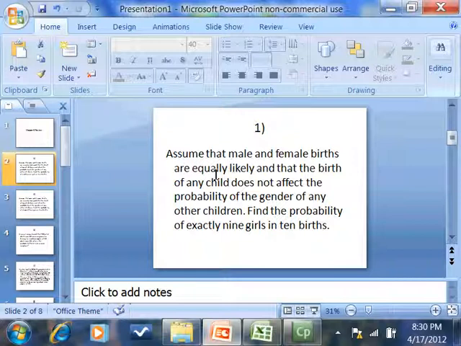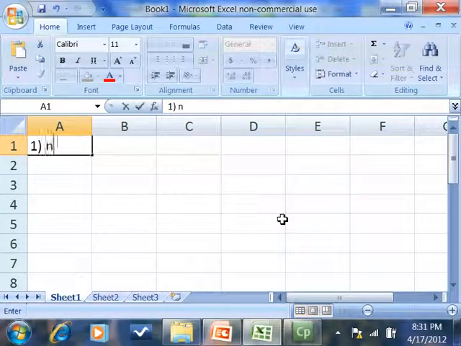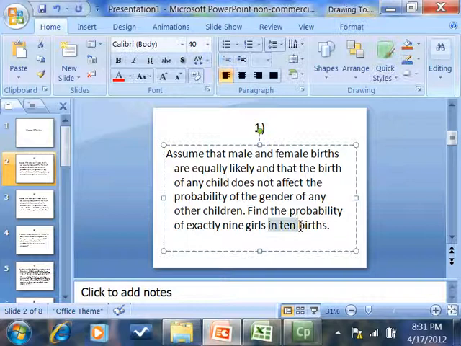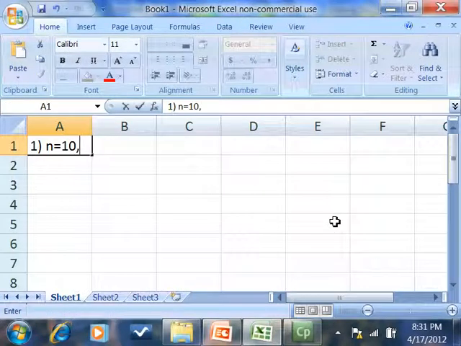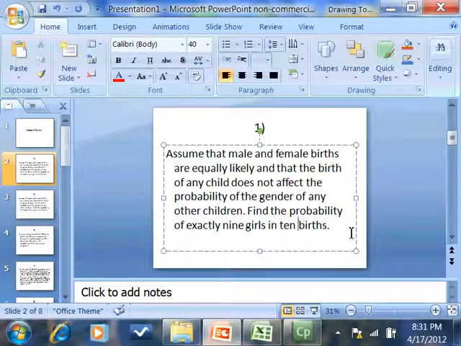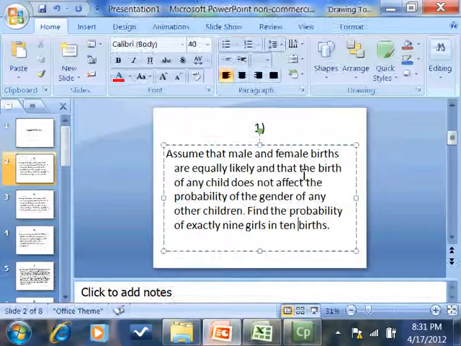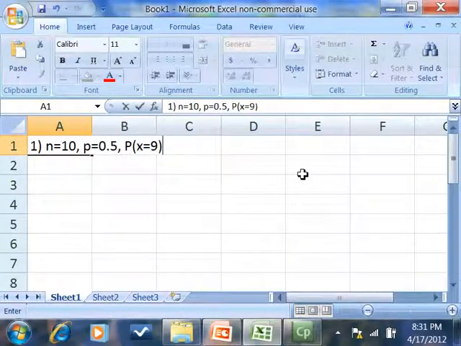Number one here: assume the male and female births are equally likely and the birth of any child does not affect the probability of the gender of any other children. Find the probability of exactly 9 girls in 10 births. Well, we need to find n first. 10 births, so this implies that n is 10. Now we need a little p, the probability of getting a girl in one birth. If they're equally likely, that would be 1/2 or 0.5. And what they want us to find is exactly 9, so x equals 9.